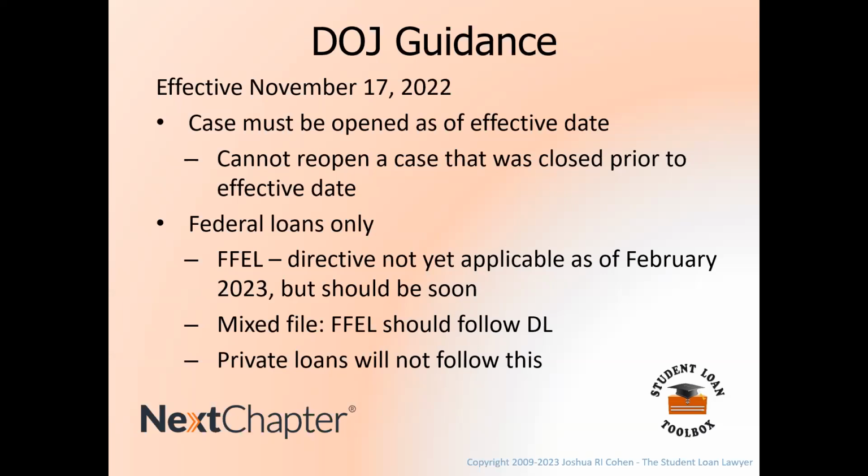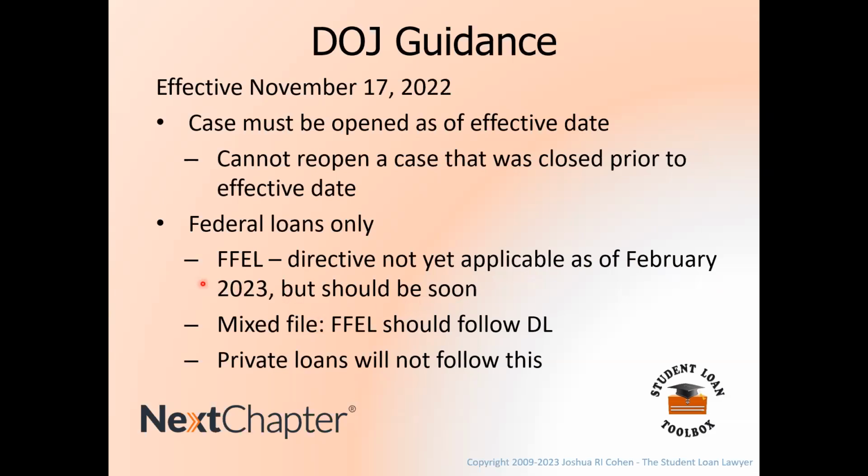Okay? If any part of that case was open as of November 17, 2022, whether you had a pending adversary for their student loans or something else was going on, if the case was not closed on November 17, 2022, you can do an adversary. If the case has closed since November 17, 2022, you can reopen it and file the adversary. A 7 or a 13 or a 12 or an 11, doesn't matter. This is for federal loans only.